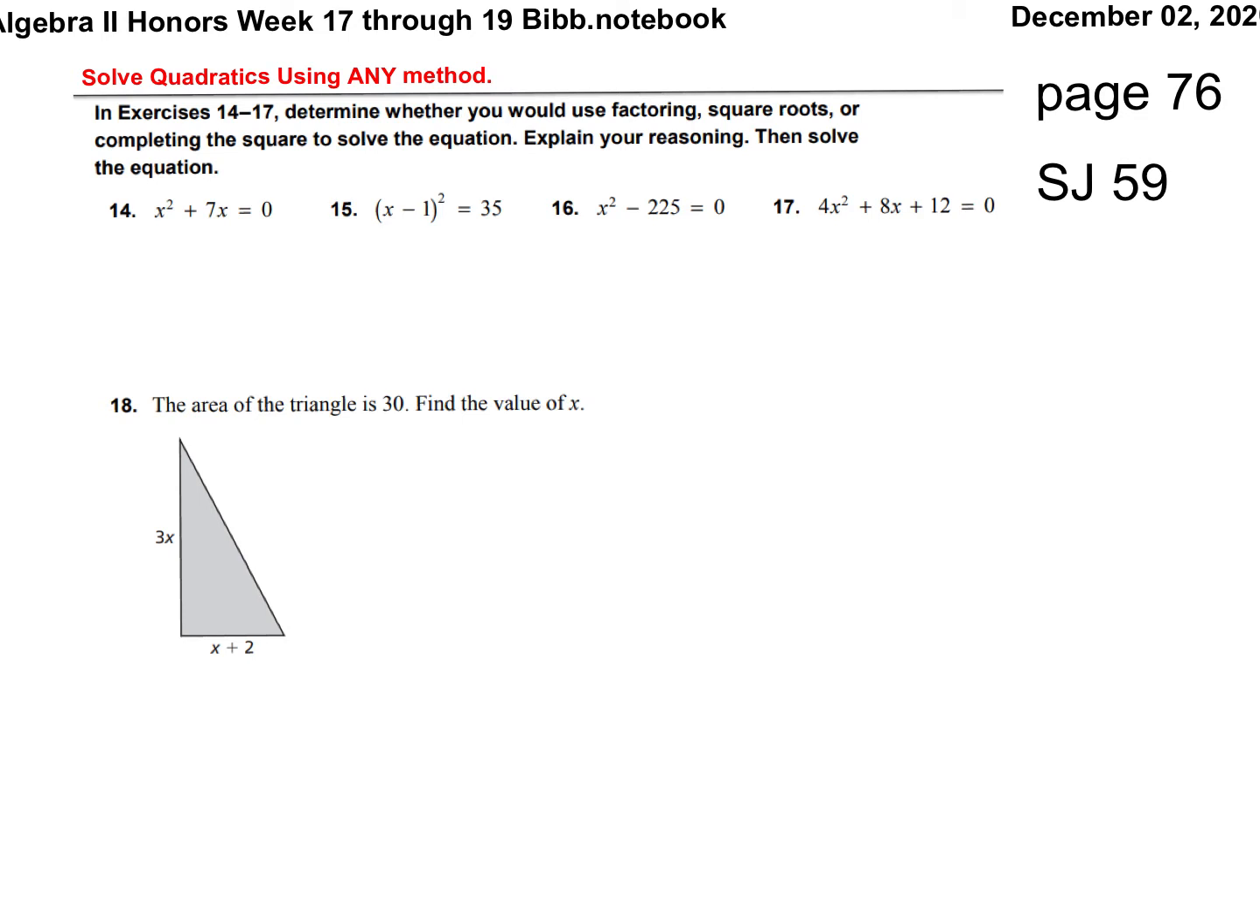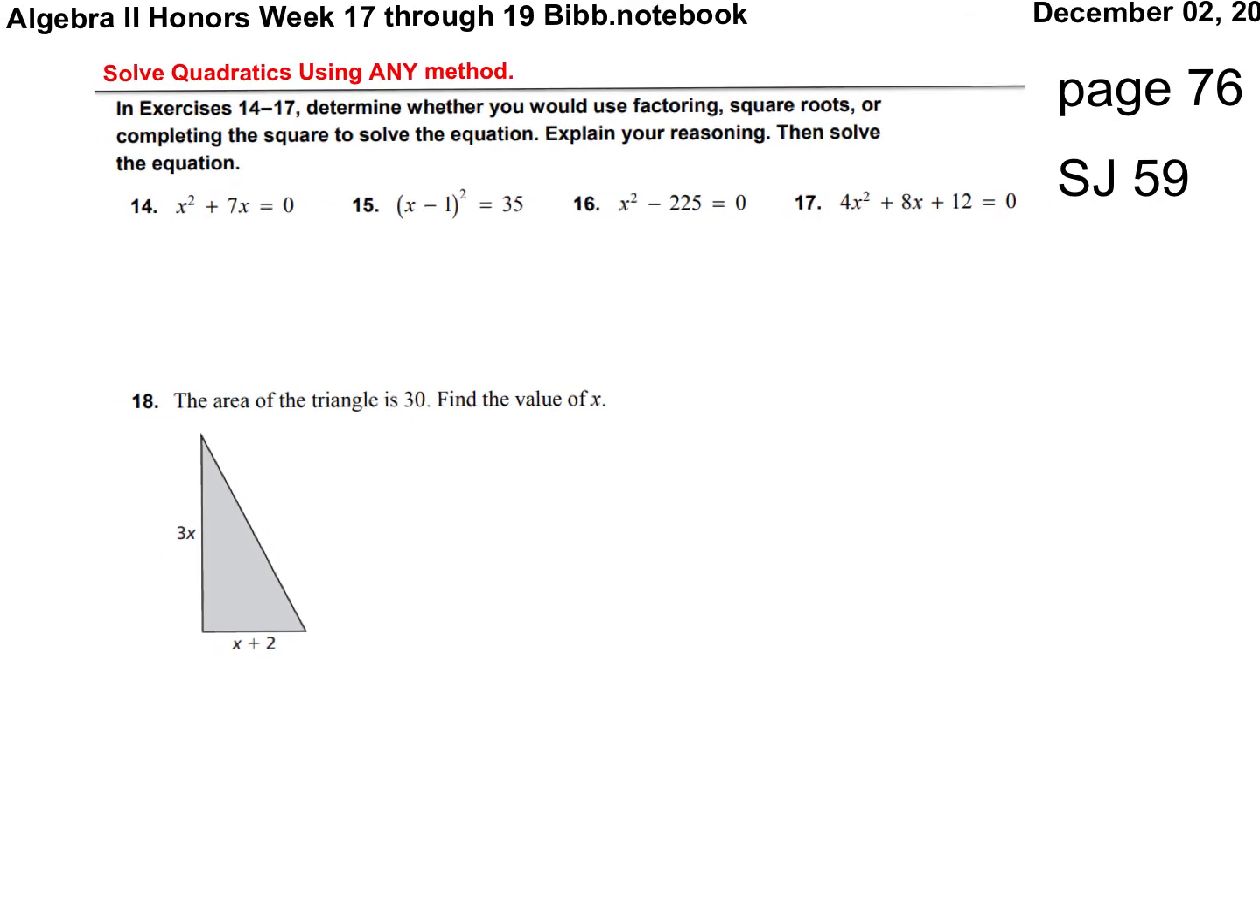You're going to need Student Journal, page 59 first. We're going to solve these quadratics using any method that we would like to use. You could use factoring, you could use square roots, you could complete the square. Whatever method that you prefer, that's what you could use to solve. When it says to explain your reasoning, you do not have to do a physical explanation. Just think about why you chose to do the problem that way, and then be ready to share that experience if asked.